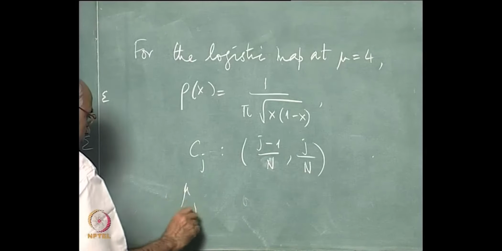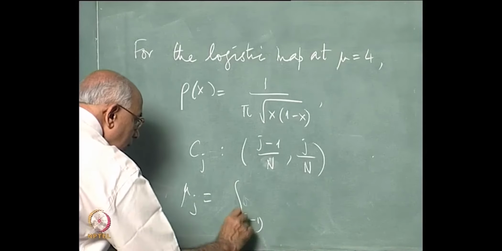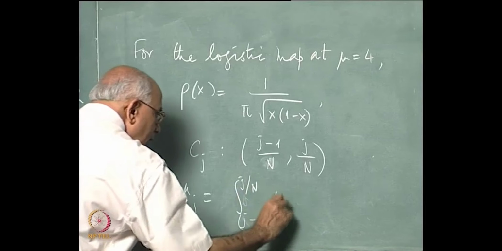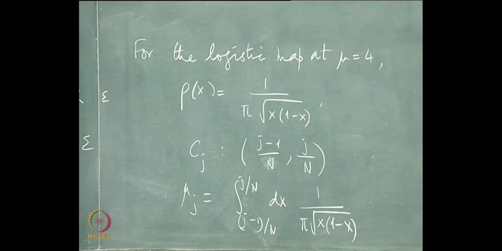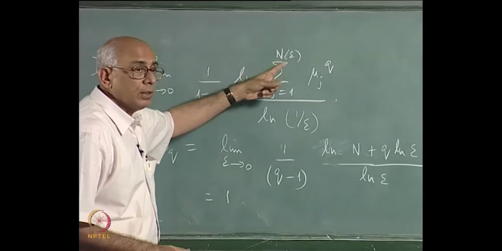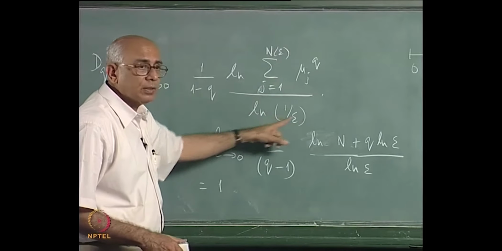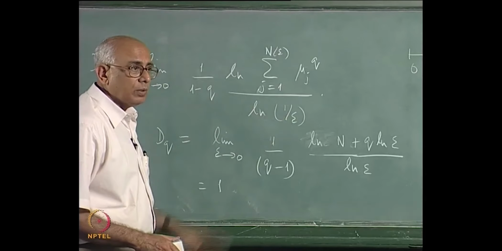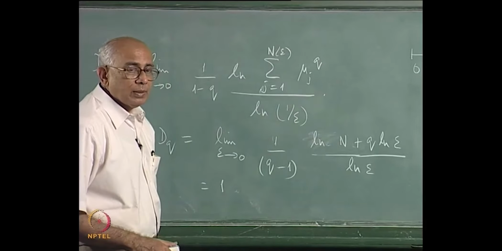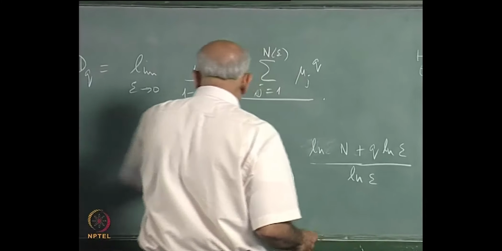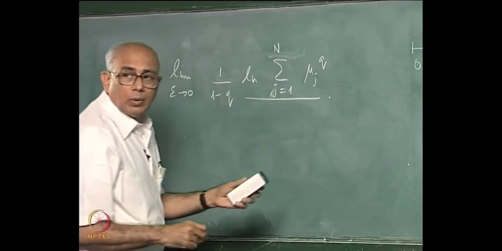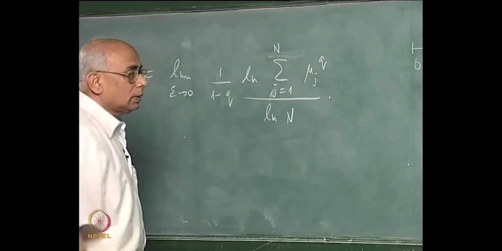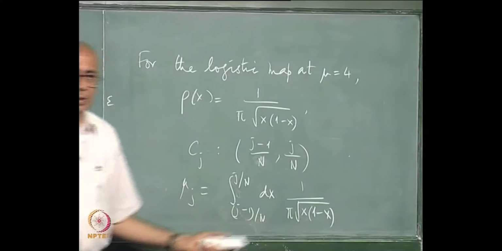Therefore mu j is equal to the integral from j minus 1 over n to j over n of dx 1 over pi square root of x times 1 minus x. You have to evaluate this integral and then you have to raise that to the power q and then do this construction here. In this case n of epsilon is just 1 over epsilon, or you can replace the 1 over epsilon down here by just log n and work with just n, because everything there is written as a function of n, and then you have to compute this. So we are left with the problem of computing this quantity, the sum from 1 to n of mu j to the power q divided by log n, and mu j is this quantity here.